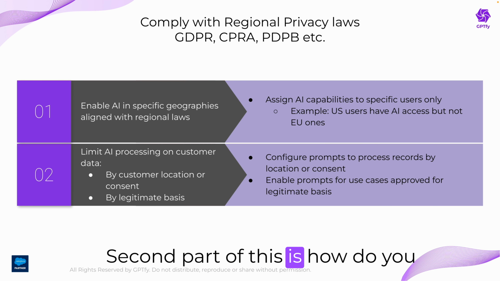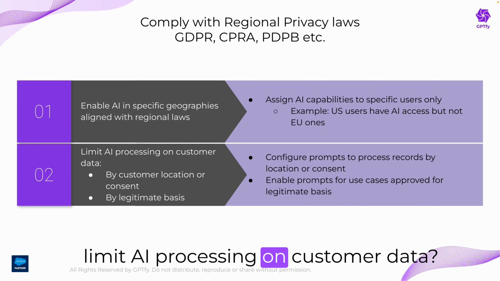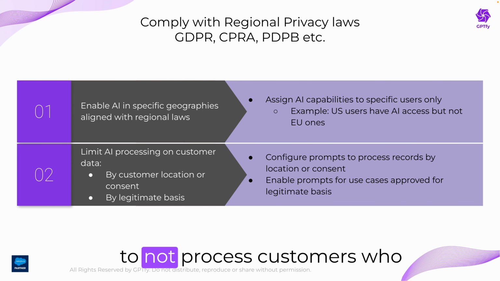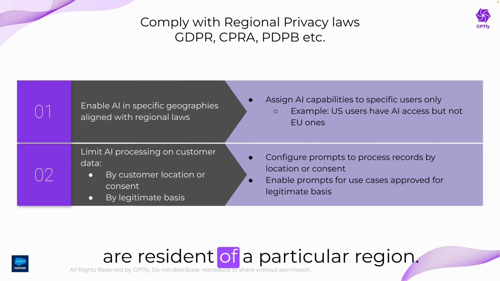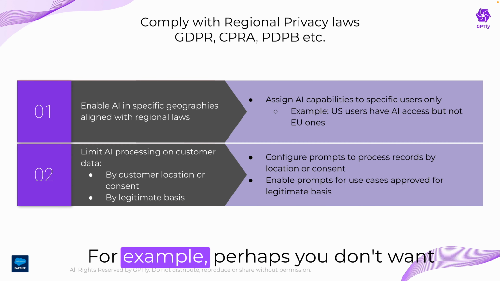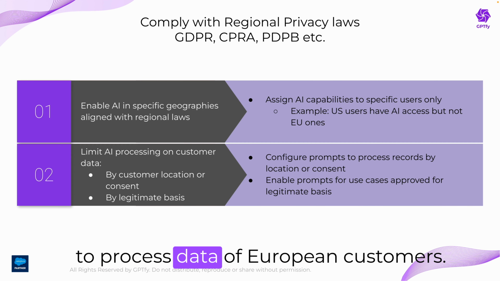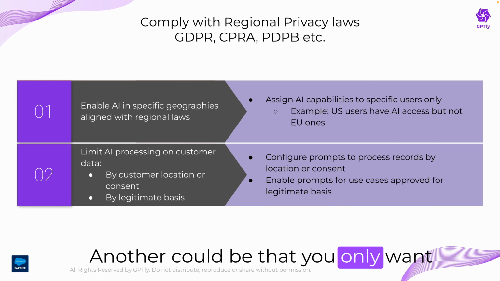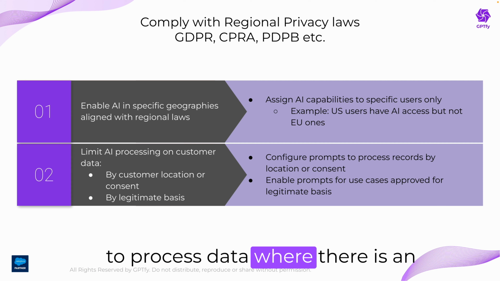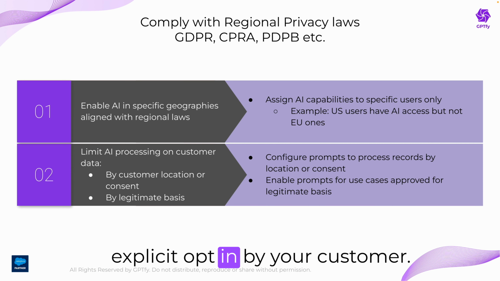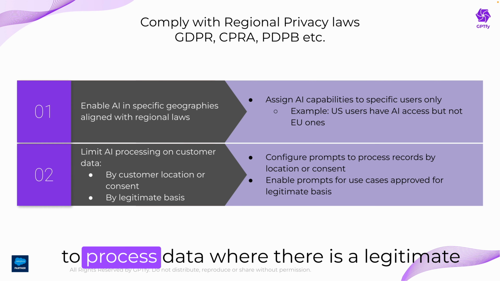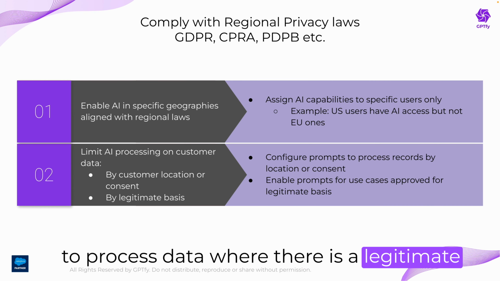Second part of this is how do you limit AI processing on customer data? In certain scenarios, you may want to not process customers who are residents of a particular region. For example, perhaps you don't want to process data of European customers. Another could be that you only want to process data where there is an explicit opt-in by your customer. A third example of this could be you want to process data where there is a legitimate basis to do so.